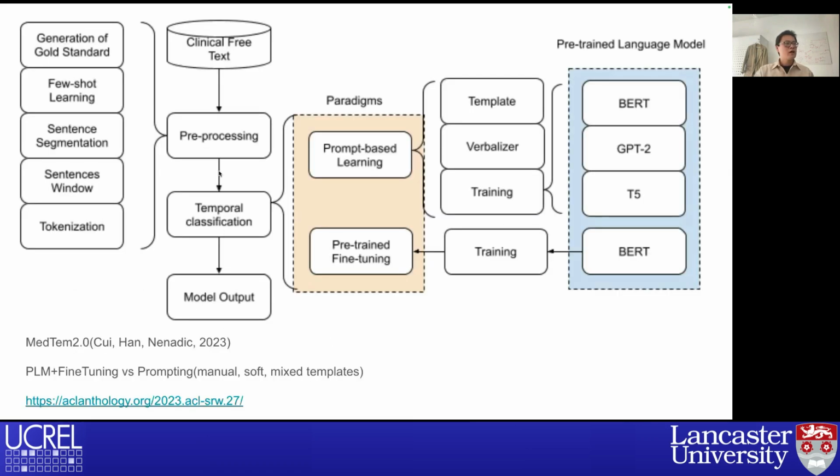And for the ACL one, we compared traditional pre-trained model fine-tuning versus prompting. That is after ChatGPT came out and became popular, and all reviewers were asking what is the prompting outcome, right? What is the GPT outcome? So we compare fine-tuning versus prompting on temporal relation extraction. And we compare BERT, GPT, T5 versus BERT fine-tuning. And there are a lot of tricks in fine-tuning, including soft, manual, and mixed templates of prompting. You can find it in the paper.